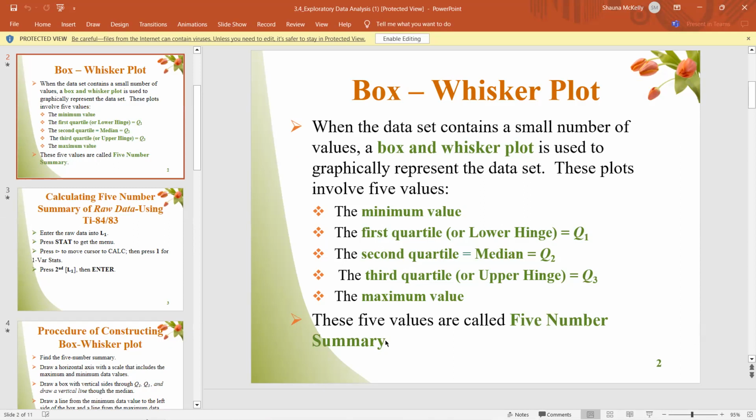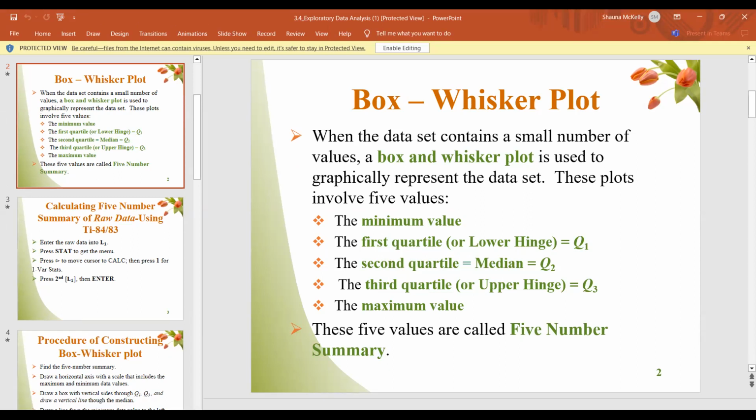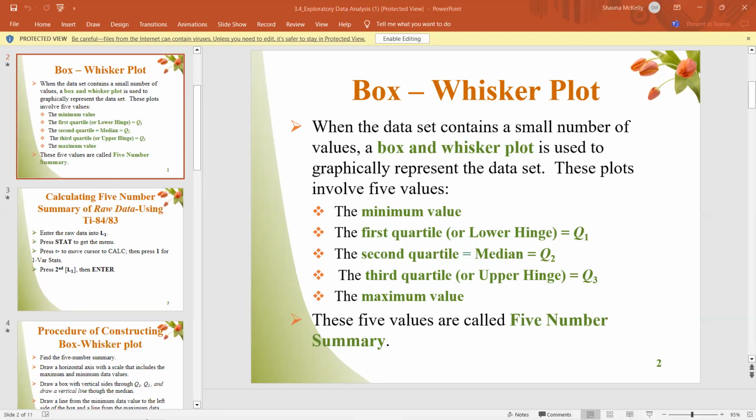So what you can do, let me see if I have the data. Let me see if I still do. Okay, I have some data. I think this is the data for number six, actually.